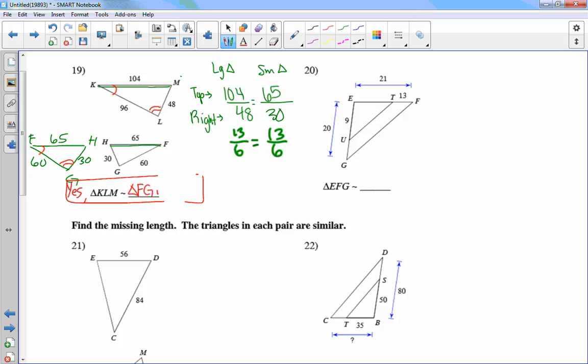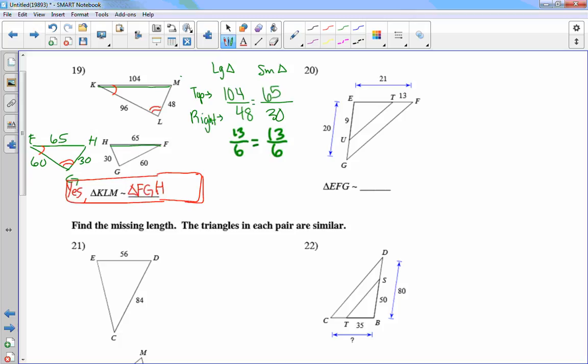I took it off the wrong triangle, you're right. H. Okay. That's how you do those ones. Let's go to the back side. Try one of your extra credit ones.